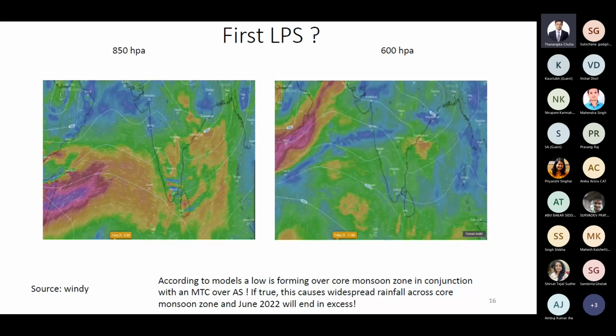And when you look at the 600 hPa level, there is one more circulation which looks like a mid-tropospheric cyclone or circulation. And we know that when these two co-occur, they dump a lot of rainfall over central India. We have to wait and see. My guess is you'll be having a lot of rainfall for the next 7 days over central India, and June would end as an excess, by 5 to 10%, is my wild guess.